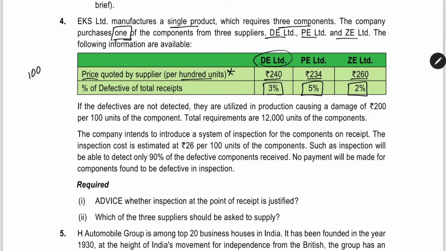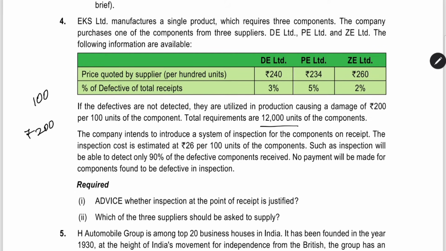If the defectives are not detected and removed, they will be utilized in production, causing a damage of 200 per 100 units of the component. If you do not detect the defective units and use them as they are in production, then for 100 defective units you will get 200 rupees damage. The total requirement is 12,000 units that you want to purchase.